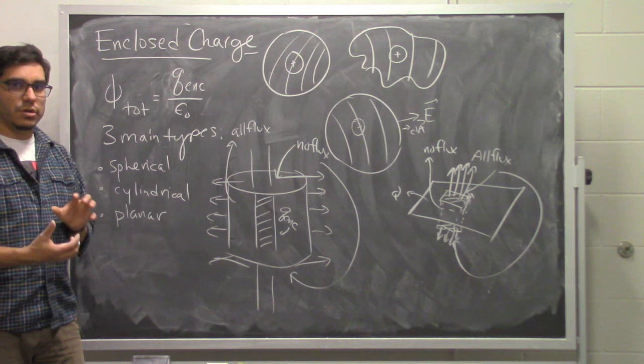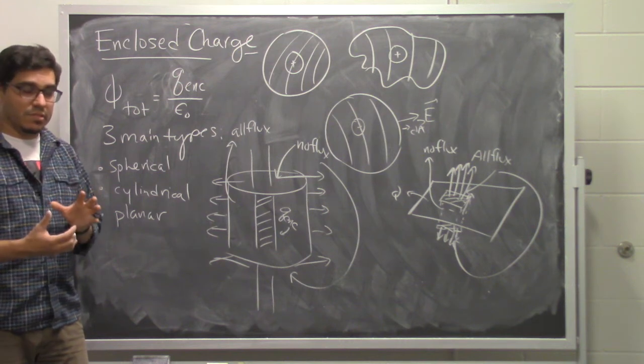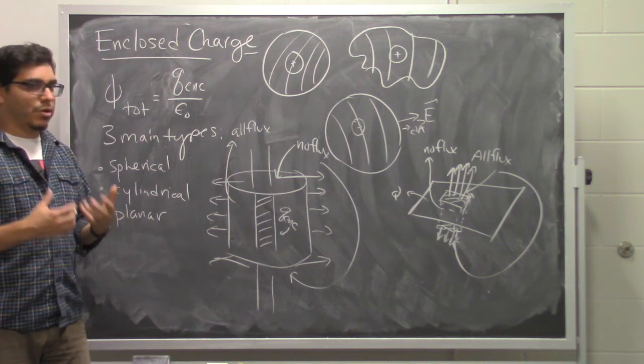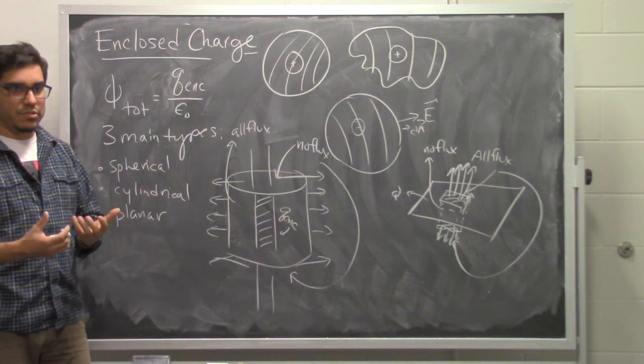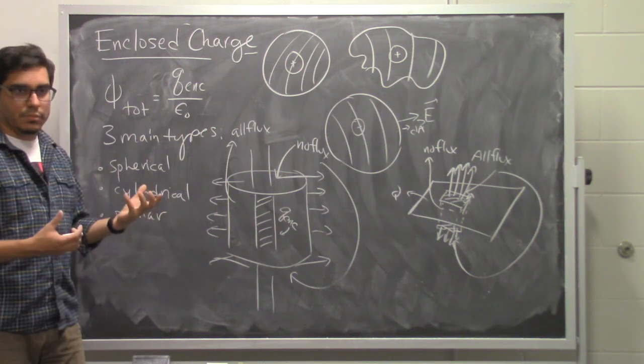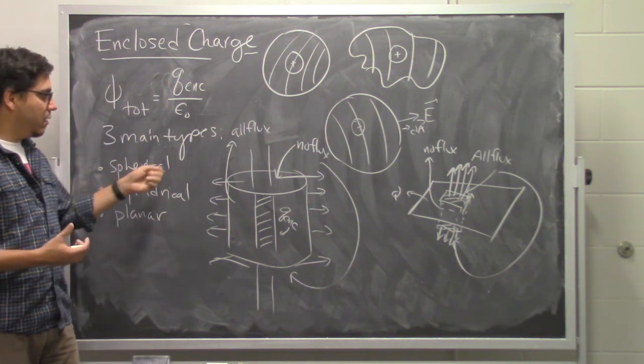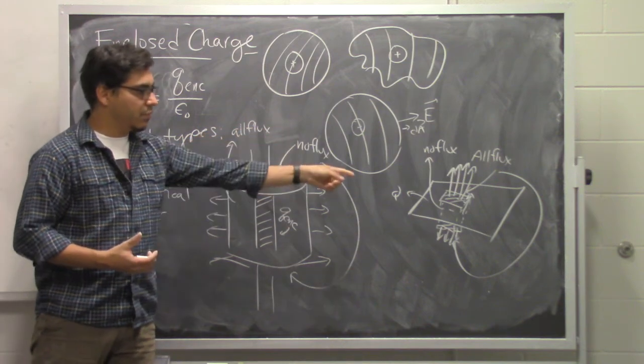So these three specific geometries, the spherical case, the cylindrical case, and this planar case, are where this enclosed charge idea and the idea of Gauss's law are going to be applied. There's more complicated geometries where this kind of works, but we're not going to deal with them in this class. We will focus on mostly the spherical, the cylindrical, and sometimes the planar case.